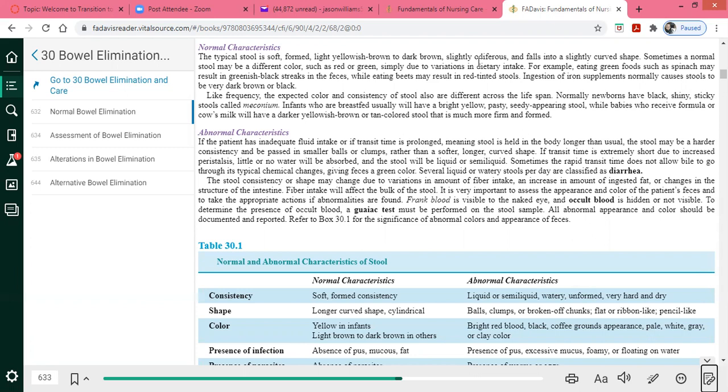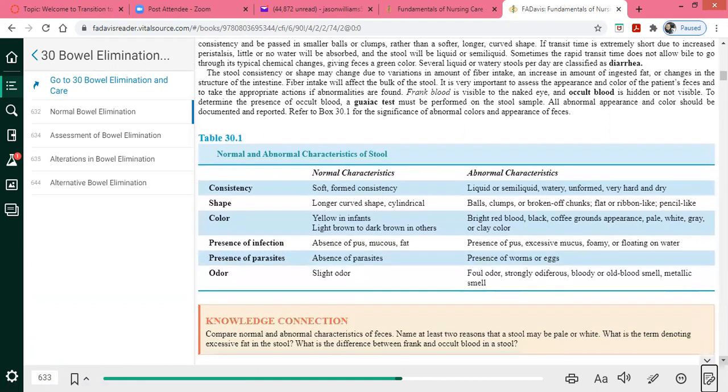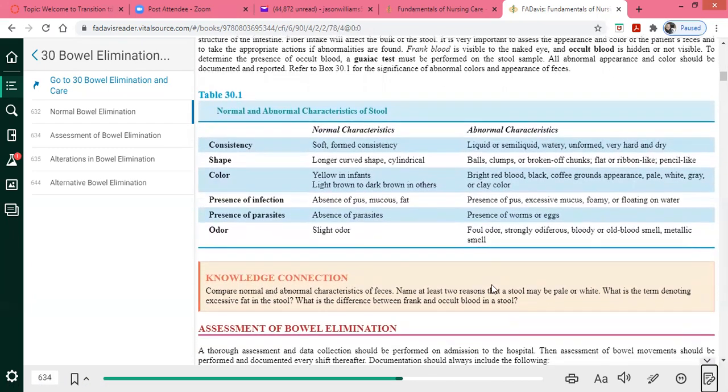And in the event an individual has watery stool several times in a day, then we will classify that as diarrhea. And it talks about the normal and abnormal characteristics of stool on this table, so it's something good to look over. Of course, looking at this, if you see pus in stool, it should make you think infection, or if you see fat, it can be a sign of infection, or mucus, which can be a sign of infection.